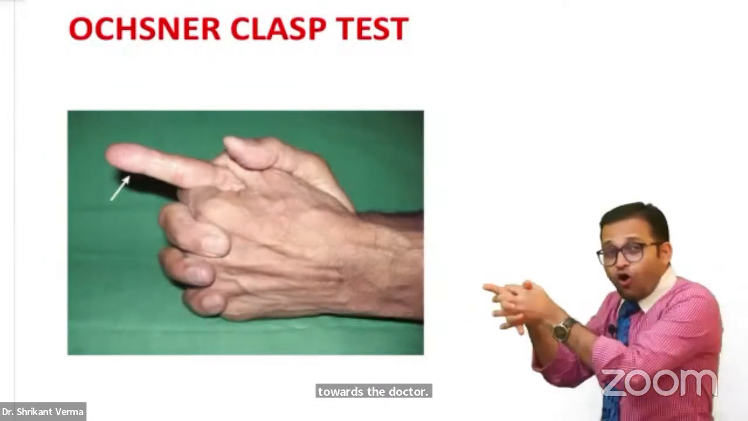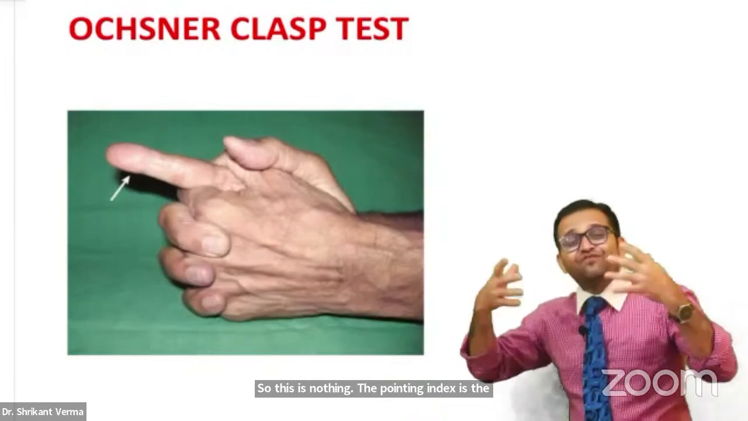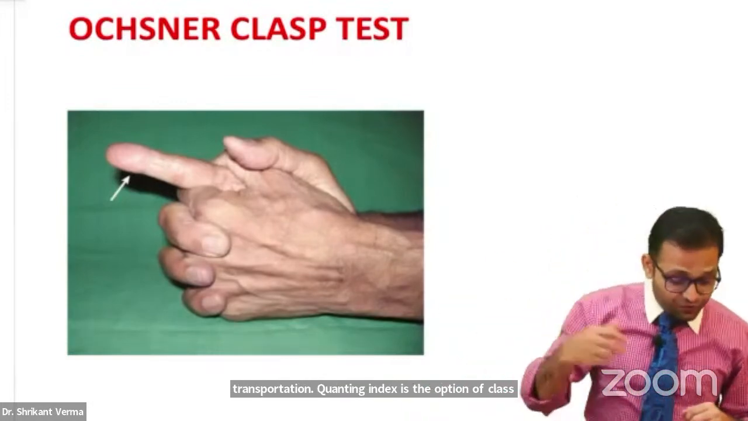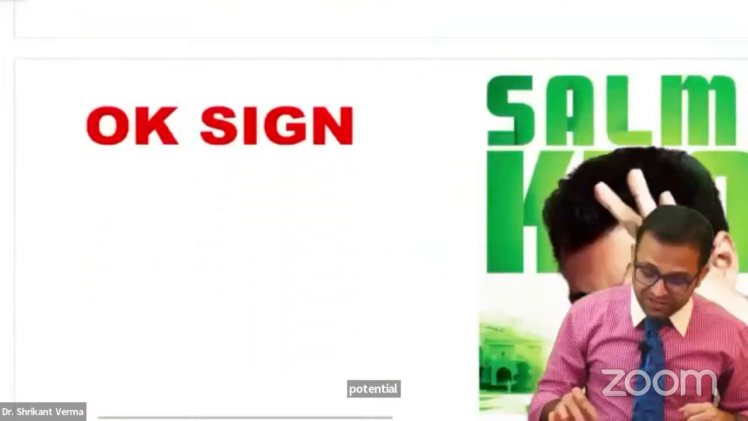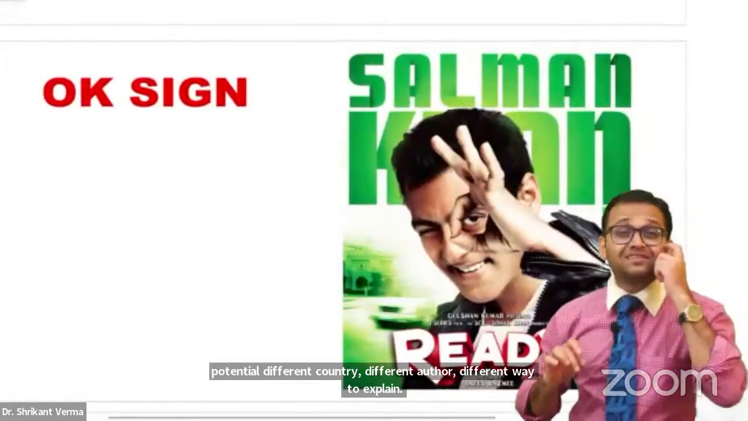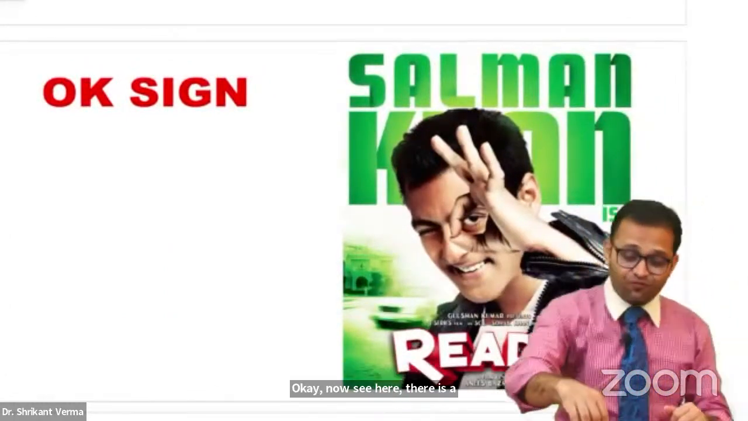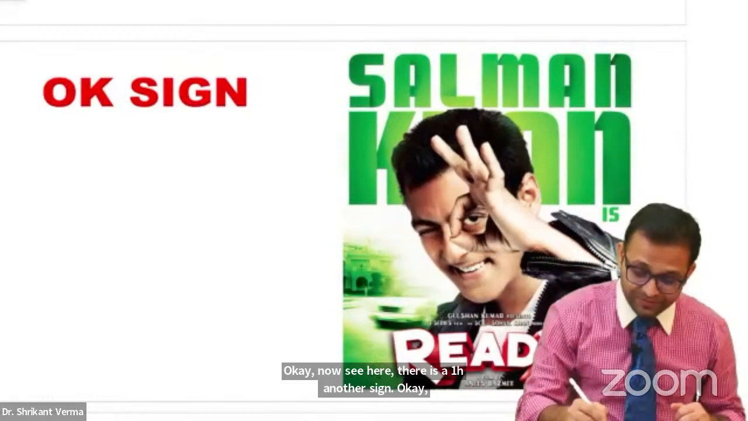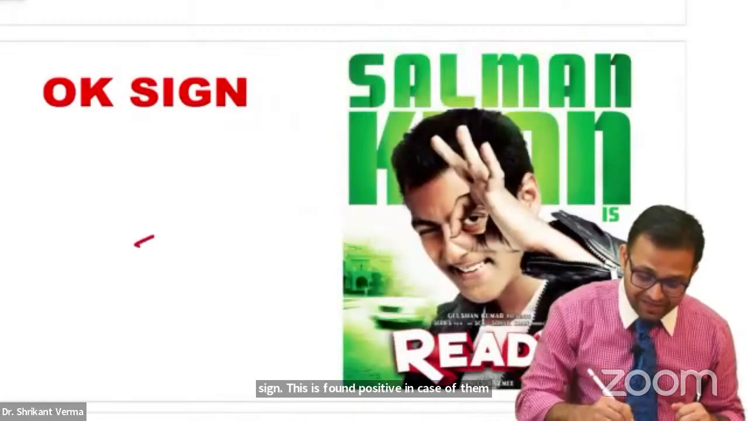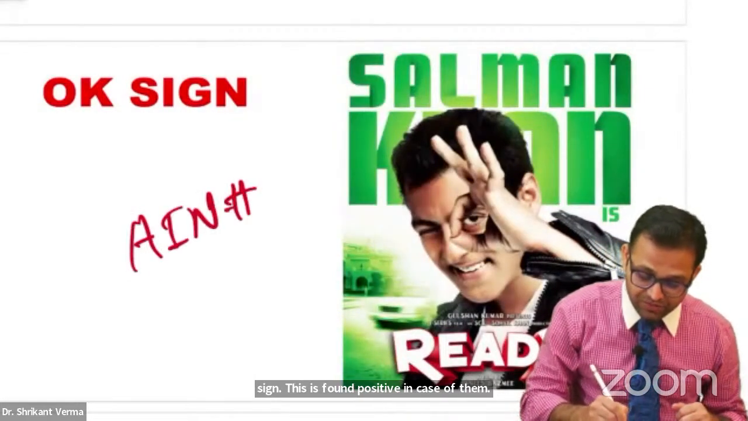Pointing index is the Auschner clasp test. Different country, different author, different way to explain. Now see here, there is the OK sign. This is found positive in case of anterior interosseous nerve damage.